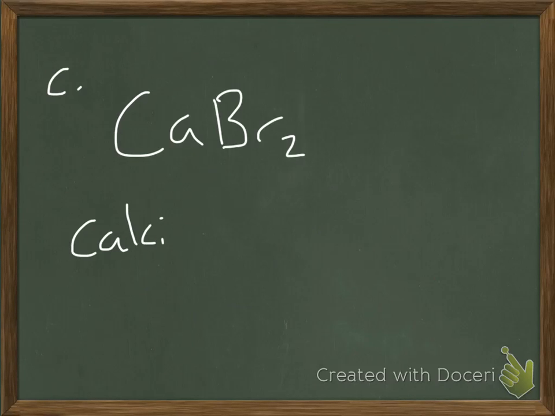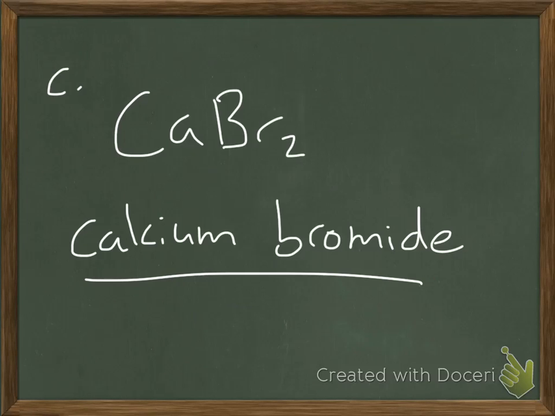You want to do one more? Let's do one more. You've got calcium, and then we've got some bromine in there. The rule is you write the name of the metal, calcium, and then the nonmetal, but instead of writing bromine, I'm going to write bromide. And that's it. I hope that this was helpful.